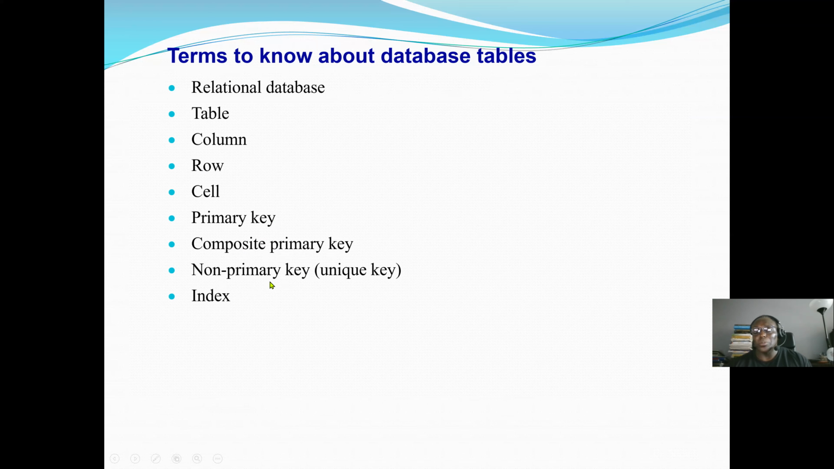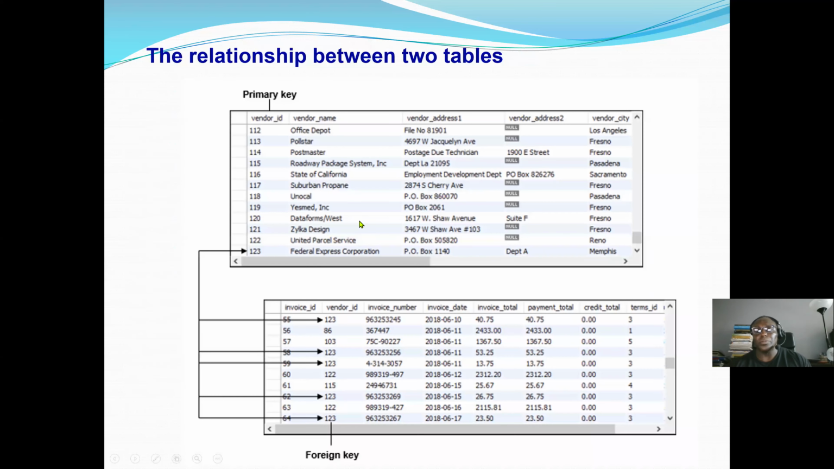Then we may have non-primary keys, for example, last name and first name. Two students may have the same last name, and two students may have the same first name. So we may have a non-primary key, which is a unique key. Then also an index. An index allows us to access our data very quickly and efficiently. We may discuss that also in future lectures.